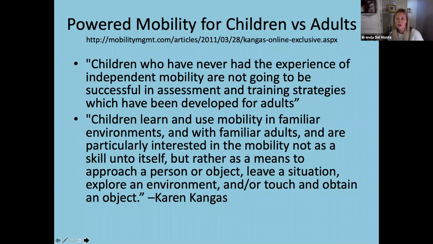So children who have never had the experience of being independently mobile are not going to be successful in assessment and training strategies which have been developed for adults, and that's true. Powered mobility was initially set up for adults, and we expect children to pass a driver's test, and it's unrealistic, and kids learn mobility through short bursts of things. So wheelchair reps are more than happy to bring things into your school district.